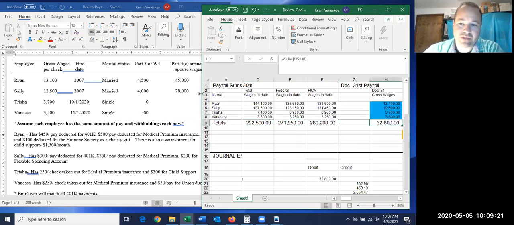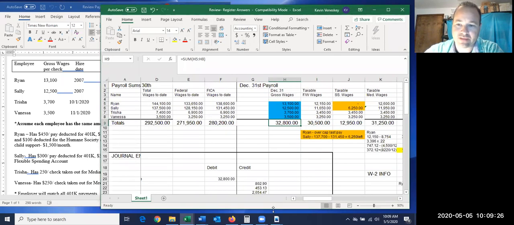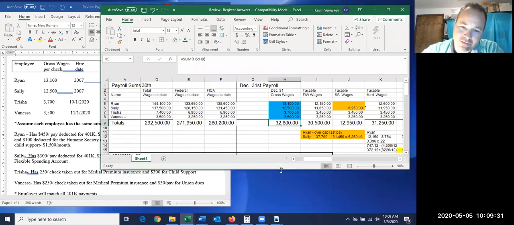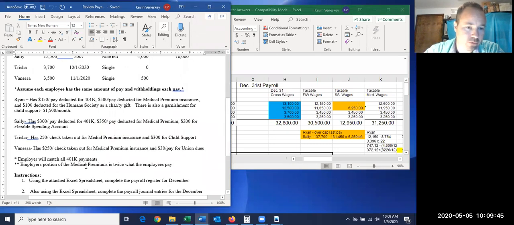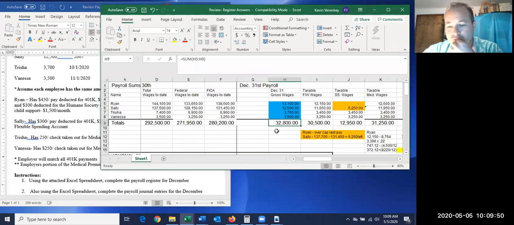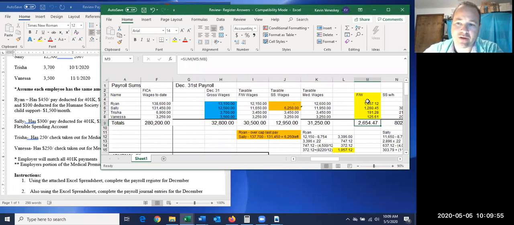All right, so here's the numbers that you want to start with. Don't have these, get these adjusted. I'm going to guess you have pretty much all of your payroll withholdings done and your journal entries, but read through, make sure that the 401k were matched and that the employer's premiums was twice the employee's pay. We'll go through these in about 10 minutes as well. The hardest part is going to be calculating your federal withholdings.